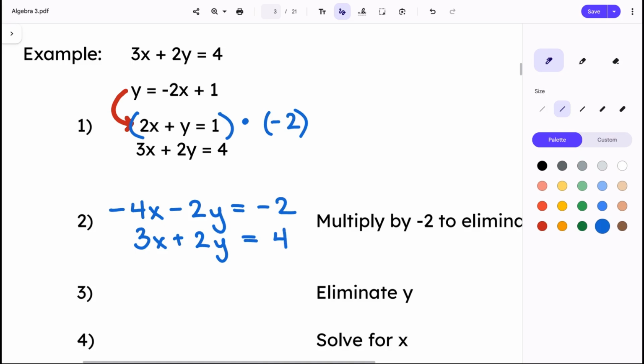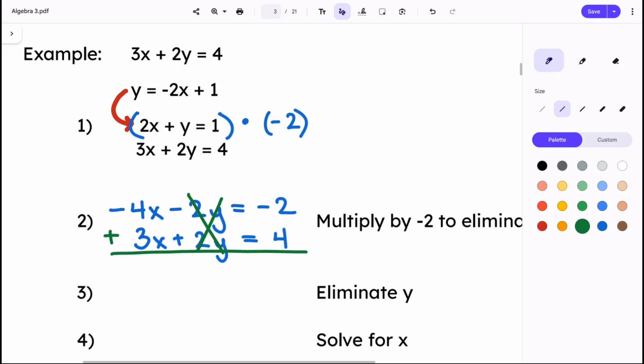Okay, now what I'm going to do is add these equations together. I'm just going to put a plus sign and draw almost like you're adding, old school elementary style. We're lining them up and we're adding them in columns. My y's are going to cancel. That's the whole reason why I did that. And I have to add my other terms.